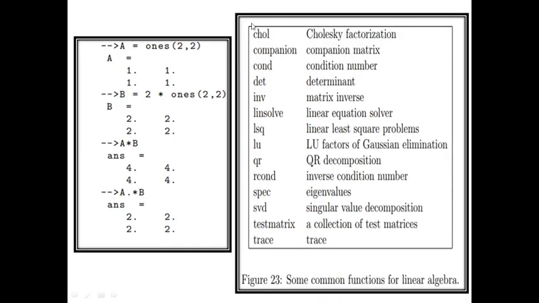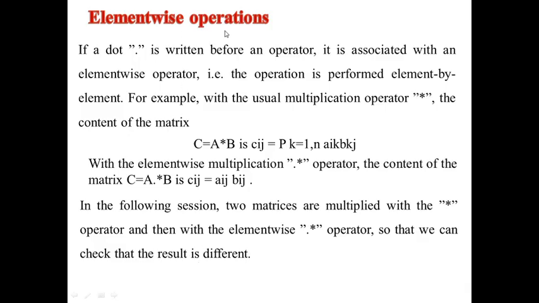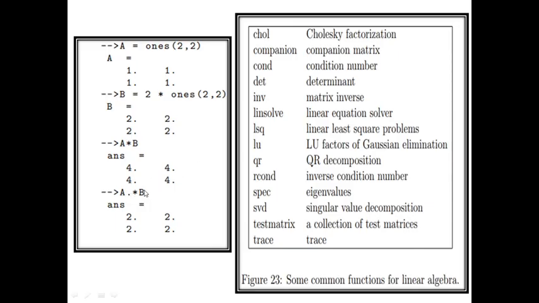Clear? So these are some common functions which are available in linear algebra: chol, companion, condition, determinant, inverse matrix, linear equation solver, linsol, like that. Many predefined functions are available. You just write it. You could get it in 2 marks. What is the use of this linsol function? What is this lsp, lsq, like that? So you have to be clear about it. So this is called element-wise operations. A particular element of the matrix can be accessed by using this dot and multiplication operator.